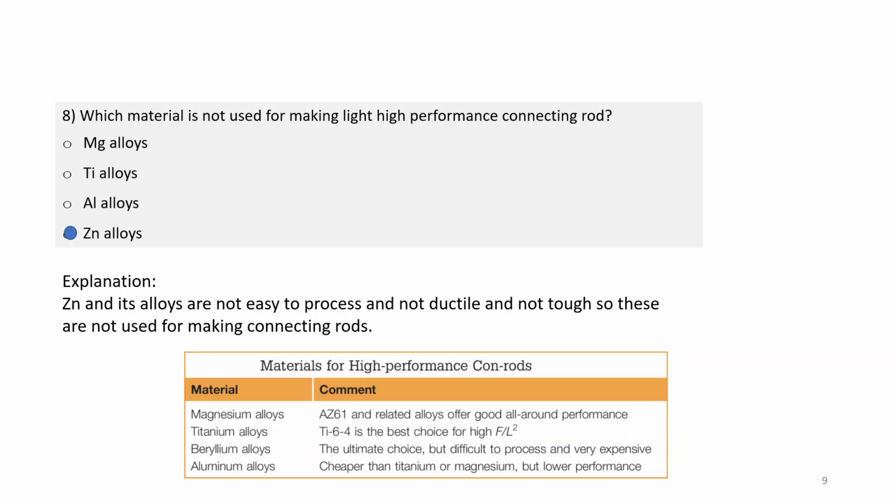These are the four materials for high performance connecting rods: magnesium alloys, titanium alloys, beryllium alloys and aluminum alloys. In magnesium alloys you have AZ61 and related alloys which offer good all around performance. In titanium alloys, titanium 6 aluminum and 4 vanadium is the best choice for high F upon L square. Beryllium alloys are the ultimate choice, but difficult to process and very expensive. Aluminum alloys are cheaper than titanium or magnesium, but provide lower performance.